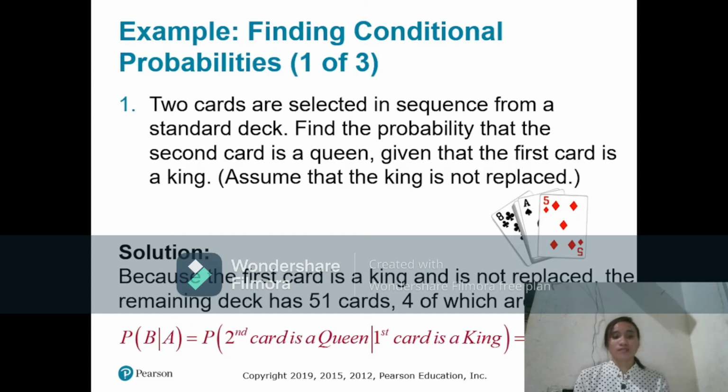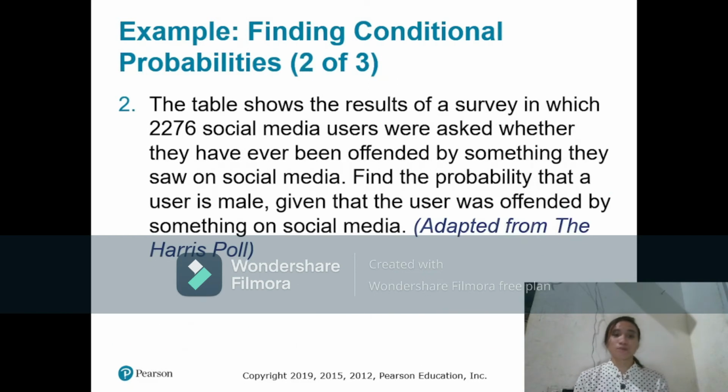Solution: because the first card is a king and is not replaced, the remaining deck has 51 cards, 4 of which are queens. Probability of B given A is equal to the probability that the second card is a queen given the first card is a king, which is equal to 4 over 51, equal to 0.078.